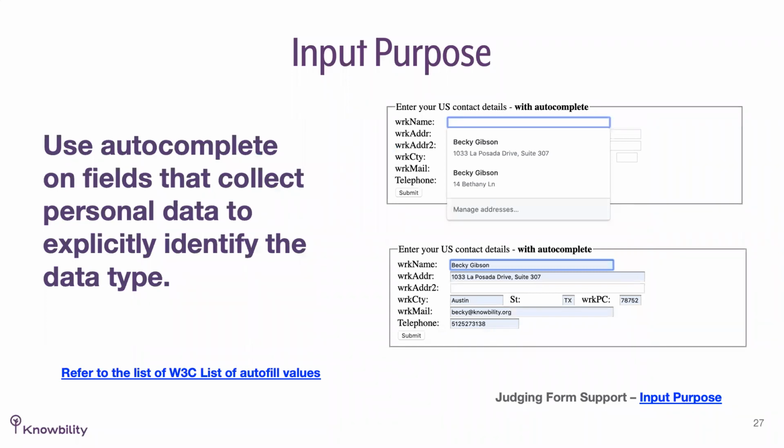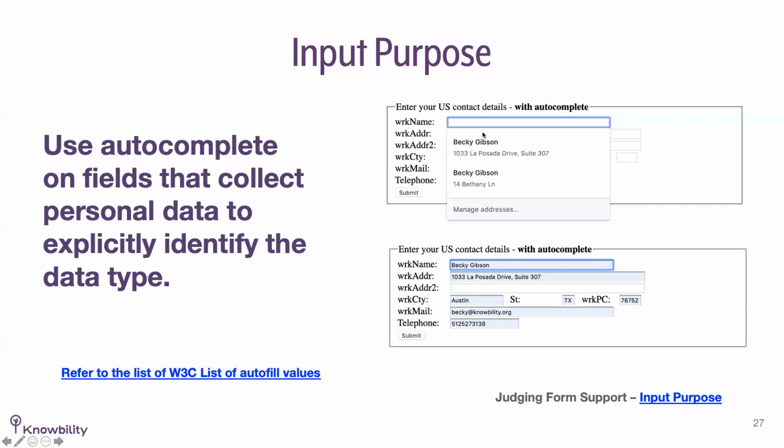Input purpose. And I'm not stopping for questions because we have a lot to go over, but I'll try to leave some time for questions. Input purpose is basically you use autocomplete. That's more of an HTML kind of thing, an attribute that you would add to your input controls. Anytime you use a field that collects personal data, you want to explicitly say what data you're looking for, and you do that via this autocomplete attribute.